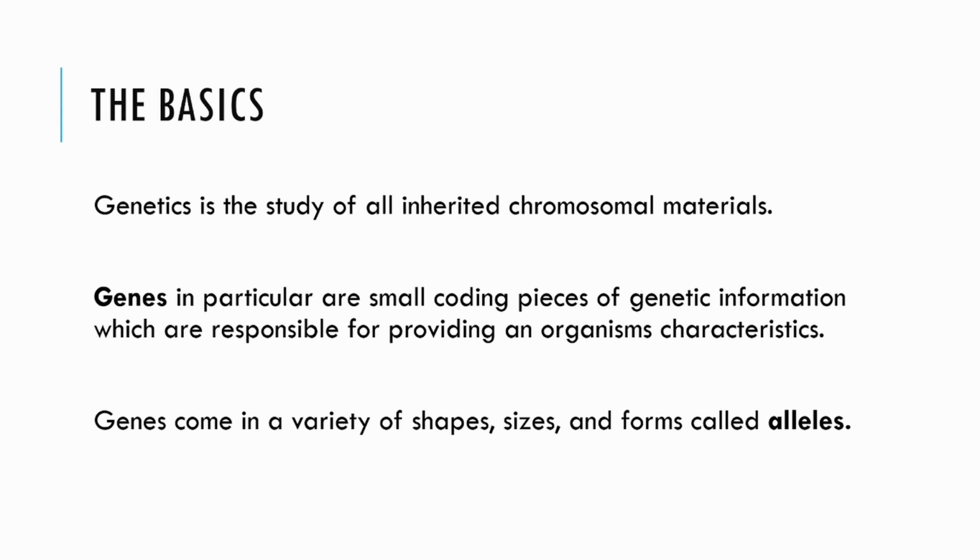Genetics in general is the study of all the inherited chromosomal materials, so all of the DNA that you get from your parents. And we can break these long chains of DNA up into segments or sections that code for proteins. We call these small coding pieces genes, and these are the things that are going to give us the characteristics we have. Our hair color, our eye color, how tall we are, what our voice might sound like, those can all be contributed based off of the genes we get. And the genes themselves are different in how they are shaped and sized and forms, and we call those alleles. Think of alleles like the different versions of that gene.